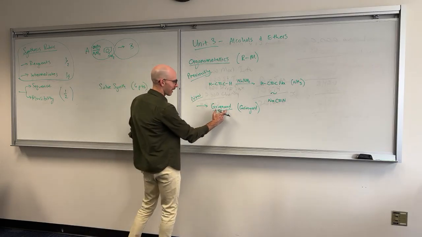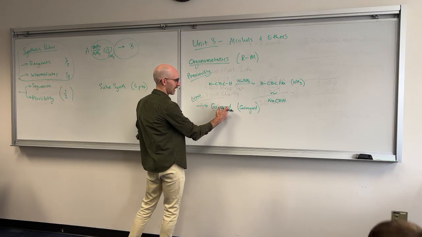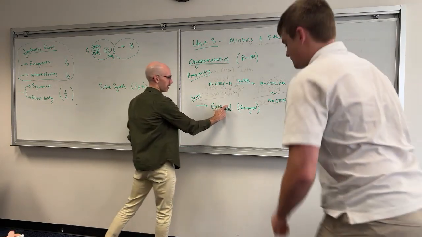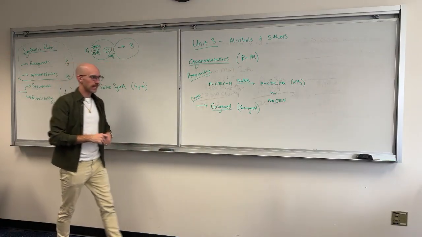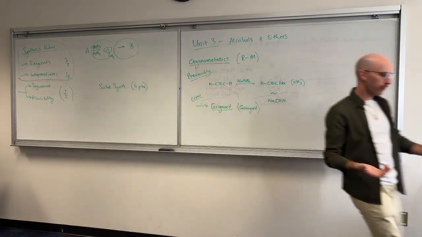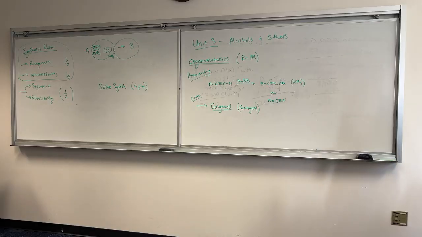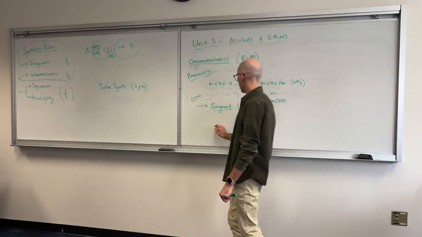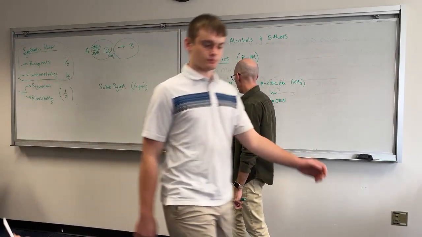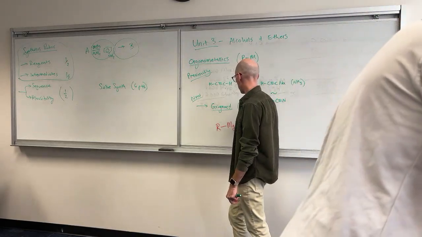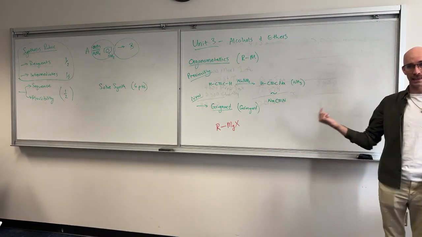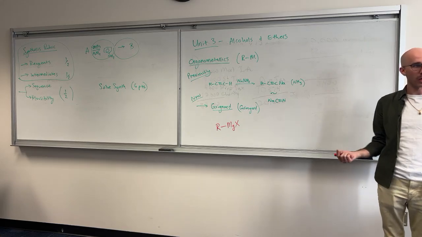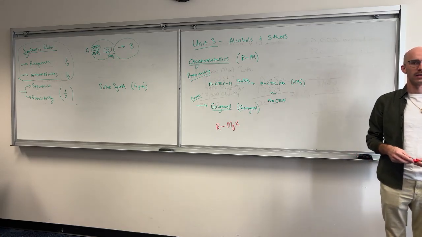I apologize for my handwriting. That looks like an N before the D, but that's an R. Grignard. The generic form of a Grignard is carbon bonded to a magnesium halide. And it is drawn like this, with a covalent bond between R and Mg.